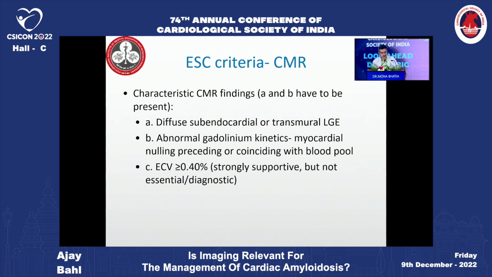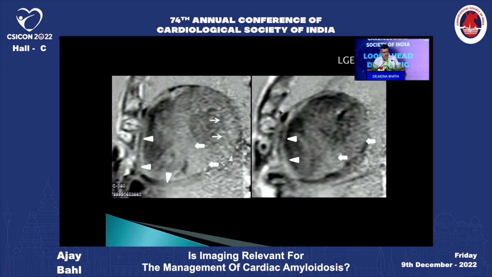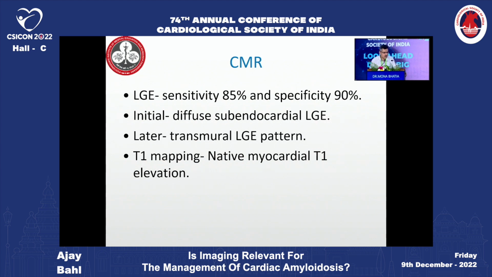So the characteristic MRI findings are diffuse subendocardial or transmural late gadolinium enhancement, abnormal gadolinium kinetics, and increased extracellular volume. So this is typical. We can see right ventricular hypertrophy as well as left ventricular hypertrophy, and there is a pleural effusion. And we can clearly see that there's subendocardial enhancement and there are areas of transmural enhancement. Late gadolinium enhancement has a sensitivity of 85% and a specificity of 90% in a given clinical situation. Initially, it is subendocardial and later it is a transmural pattern. T1 mapping is also useful.